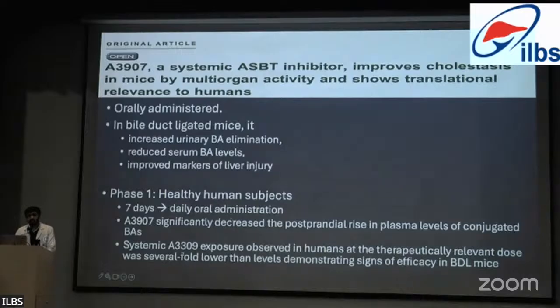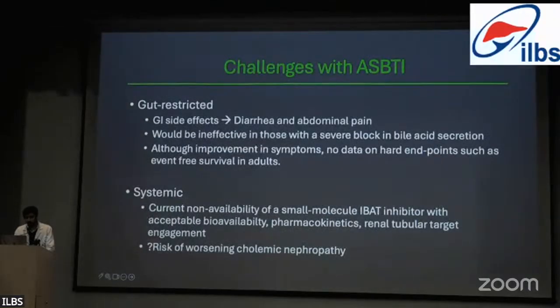But the dose that was required, the dose that was given in mice, and the modified dose based on the weight which was given in adults, it showed that the systemic exposure was several fold lower, which means this likely has a very poor absorption and does not translate yet to clinical use.